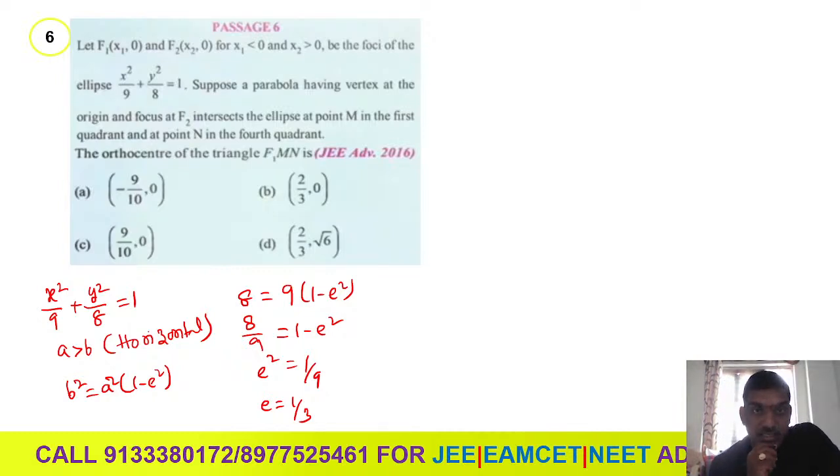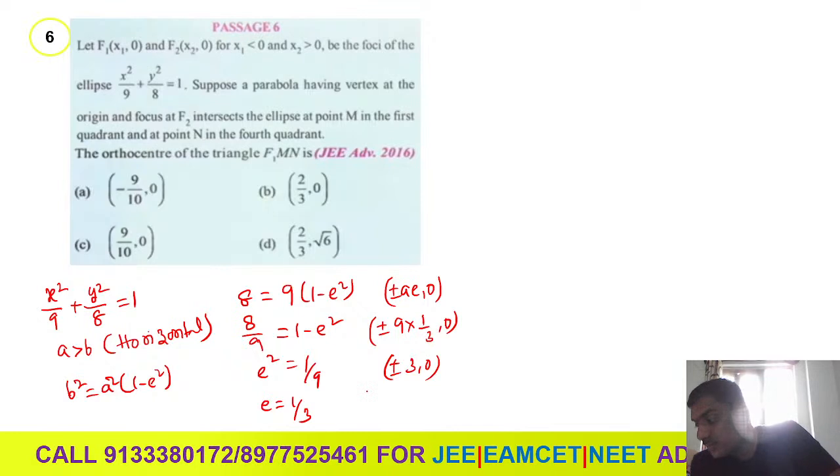After getting eccentricity, the foci we need to calculate. Plus or minus ae comma 0. So plus or minus, a value 9, e value 1 by 3. So what are we getting here? Plus or minus 3 comma 0. Same mistake we made now, as in the last solution. Yeah, this is a 3 actually. The 3 gets cancelled, 1. So plus or minus 1 comma 0.